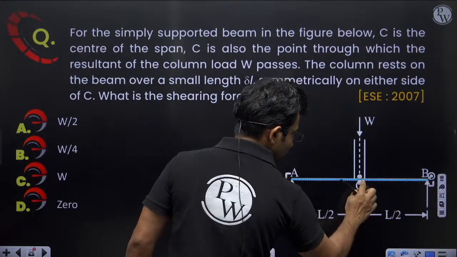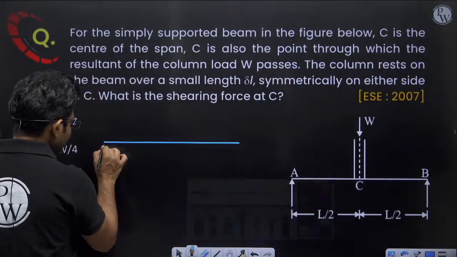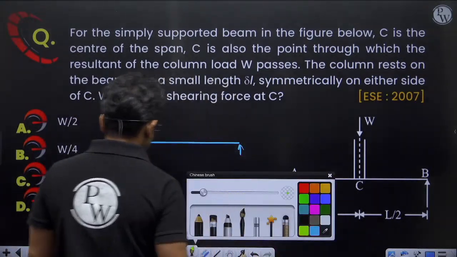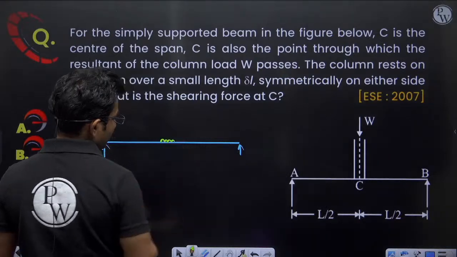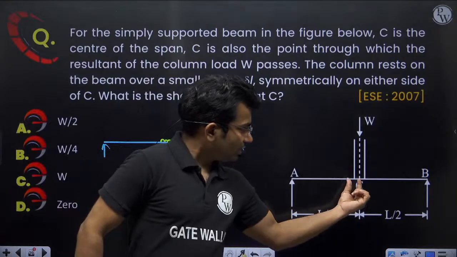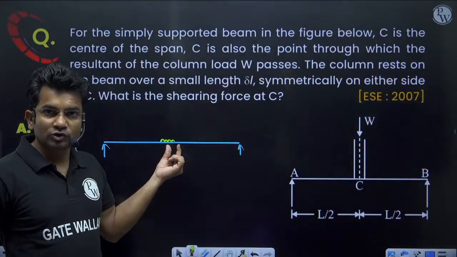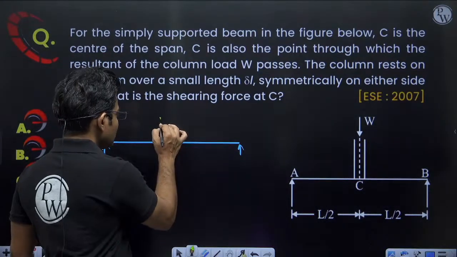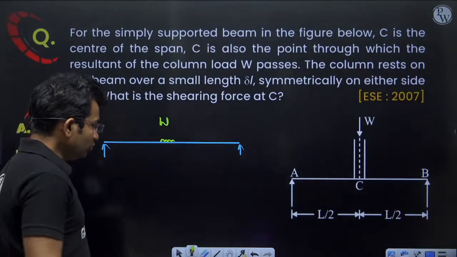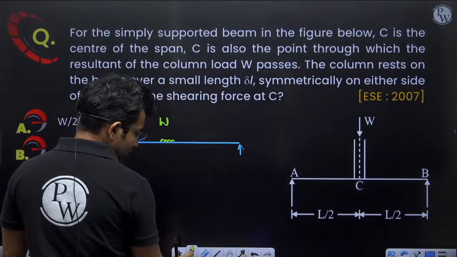So if we want to convert this into loading, what we will do is convert this column into a UDL. Okay, over a very small length, but it will be a UDL. So the total load will be W, and this will be considered as a UDL. Now if I want to draw the shear force diagram, what is the shear force at C? At point C, I want to draw the shear force diagram.